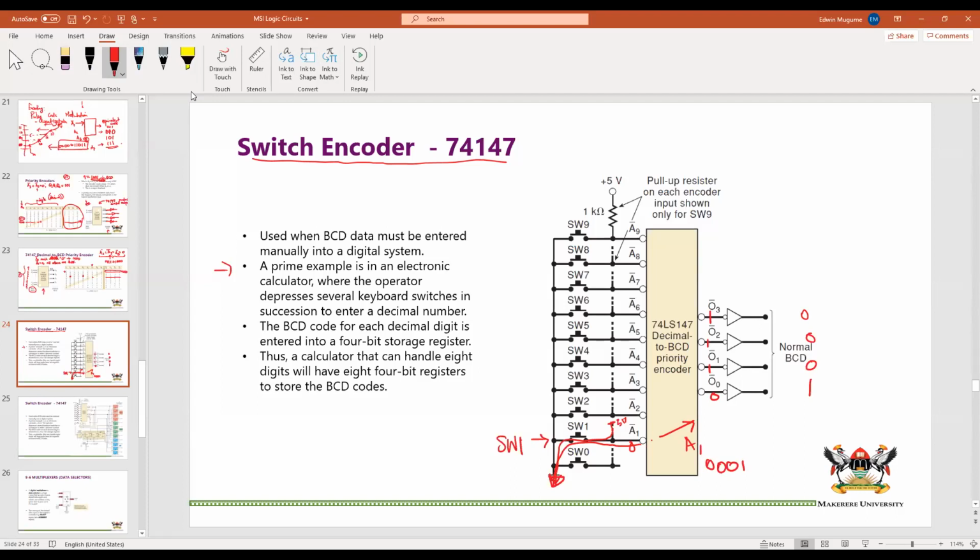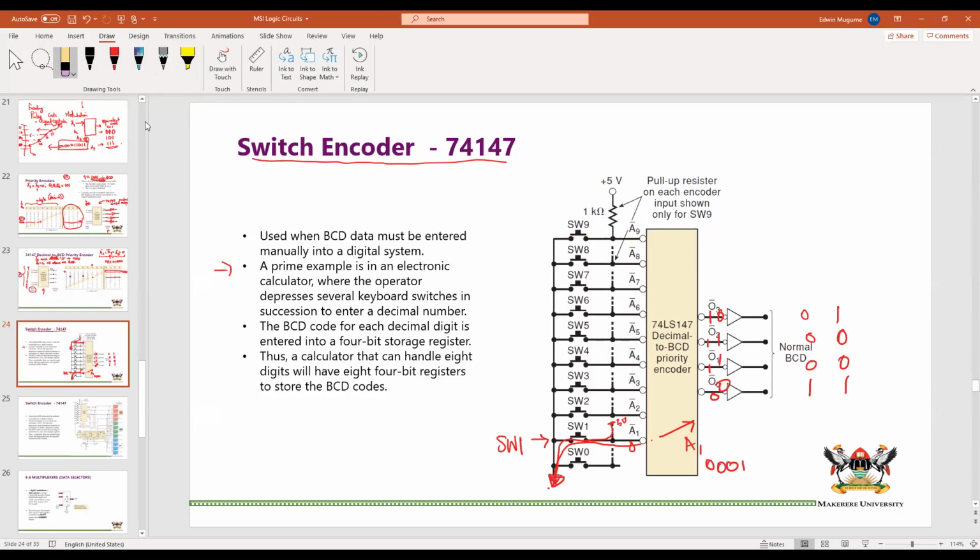What if we pressed S9? If we press S9, that means you have a connection there. Now this gives it a path to the ground down here. And if there is a path to the ground, then it means that the value getting in here into A9 is also 0. And if it is 0, then out here we expect the code for 9, which is 1001. The inverted one would be 0110, right?